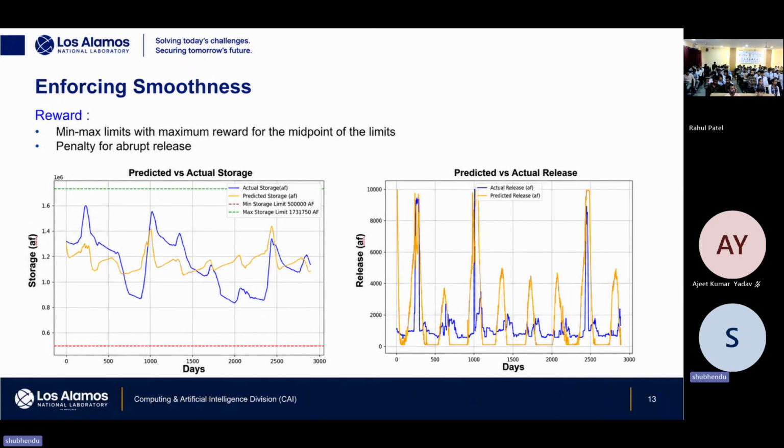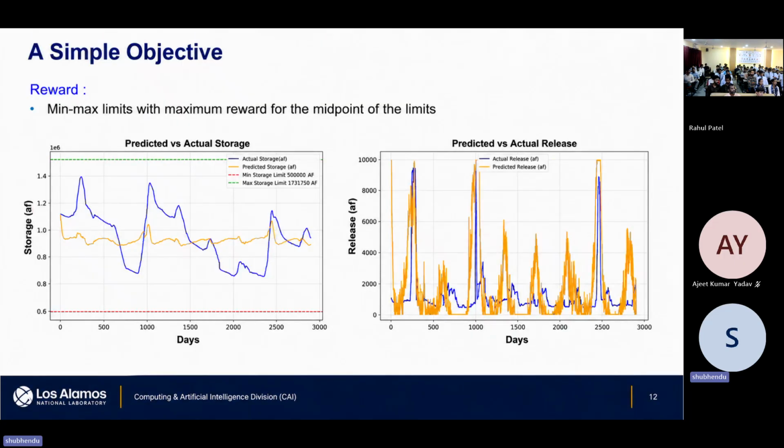So can I enforce smoothness? Now my reward function changed from keeping the storage close to the median of min and max storage. In addition, there's a penalty if I release abruptly. So now if you see, the agent is still following the constraint. It's keeping the storage within the min and max storage level, and close to the median of min and max storage. But the release pattern is quite smooth as compared to this release pattern, the orange curve in the release plot.